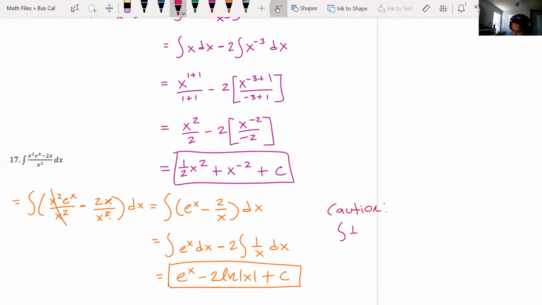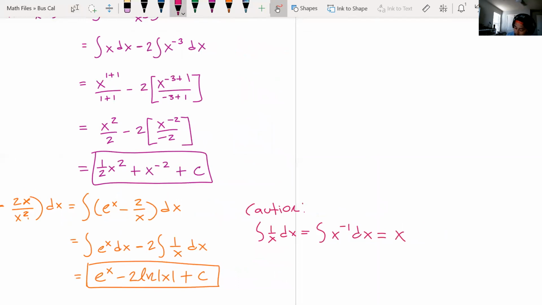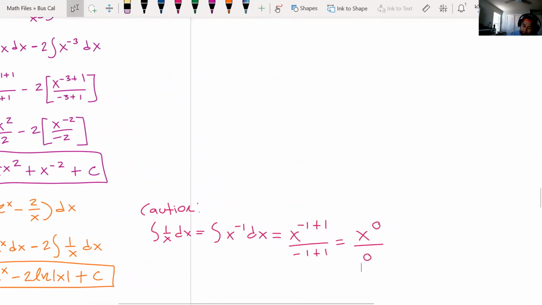Okay. So here's my caution. If you have the antiderivative of 1 over x dx and you decide to flip it, this means you will use power rule. So this will give you x to the negative 1 plus 1 over negative 1 plus 1. This will give you x to the 0th over 0. Well, what is any number raised to the 0th power? 1. You get 1 over 0, which is what?